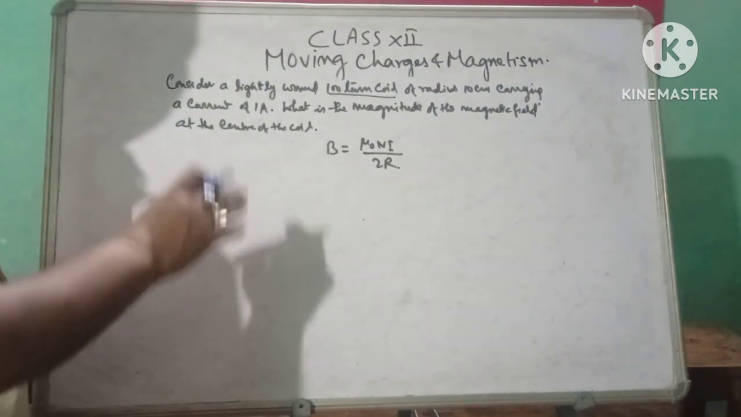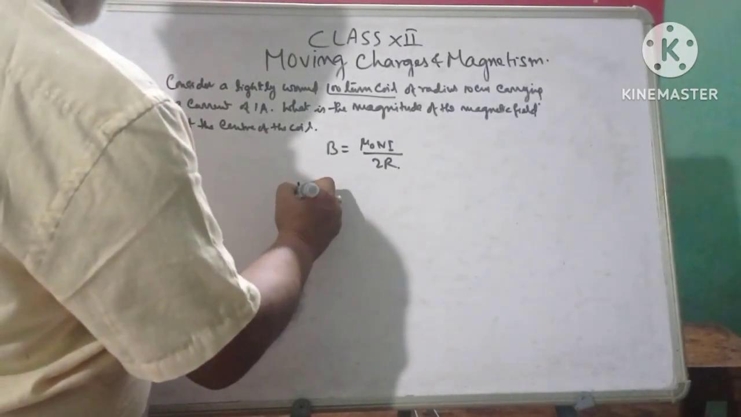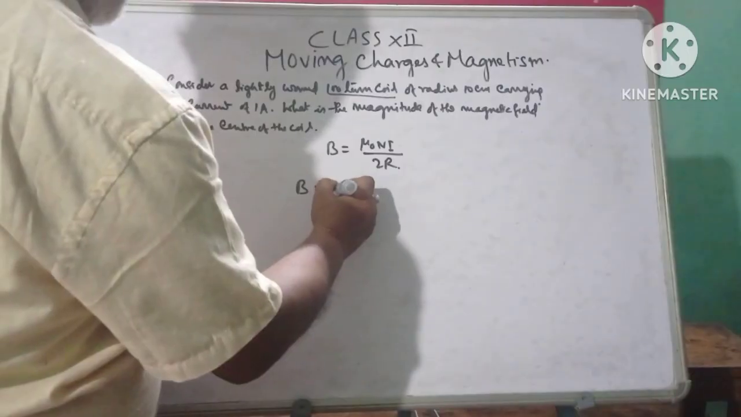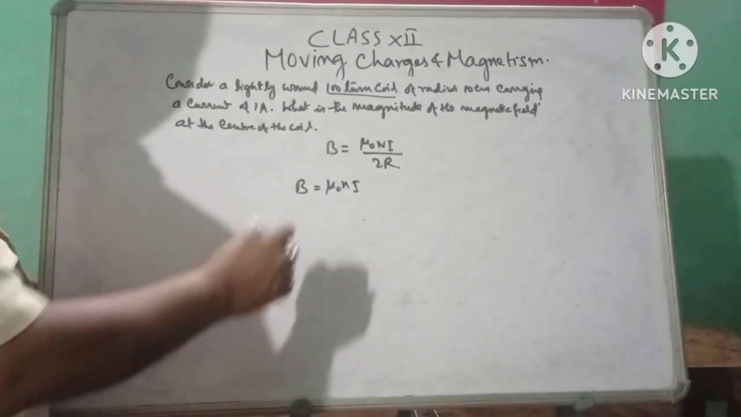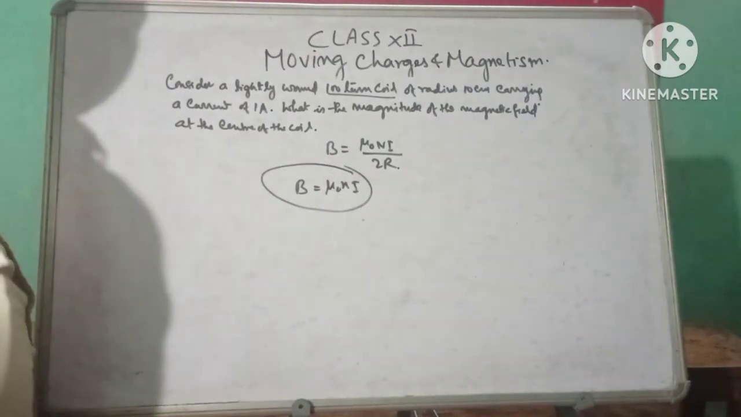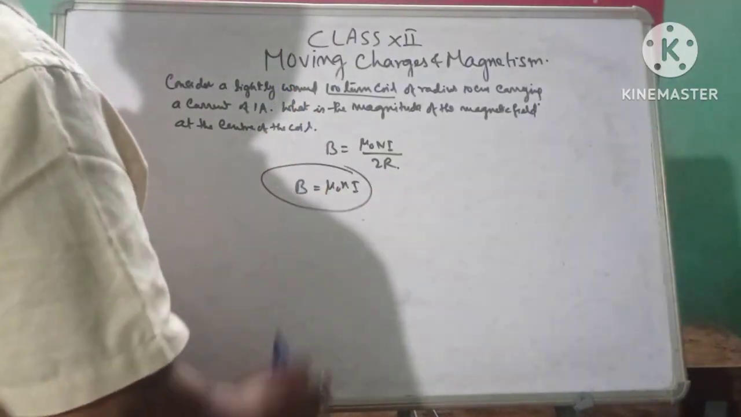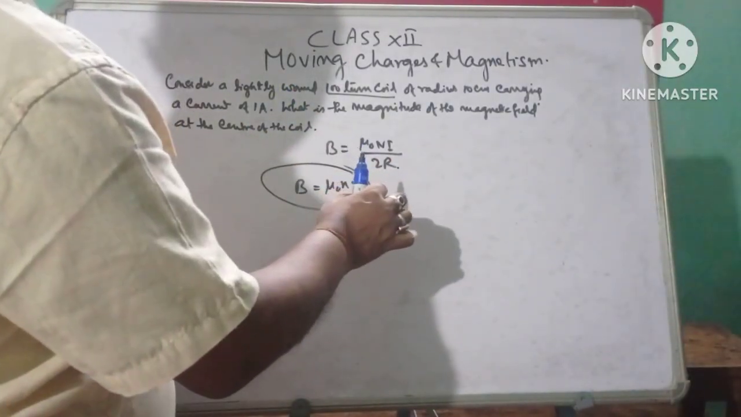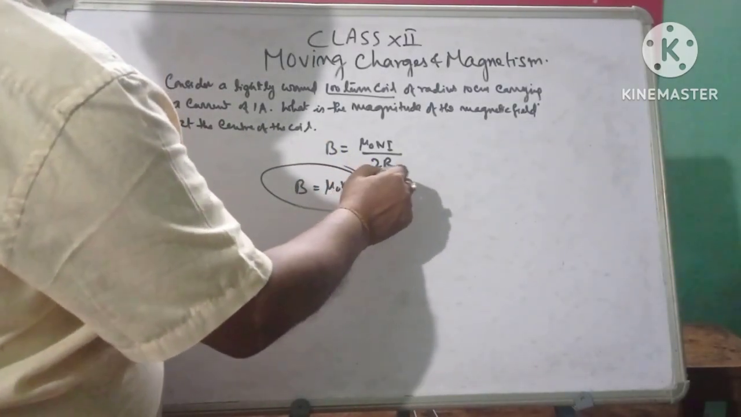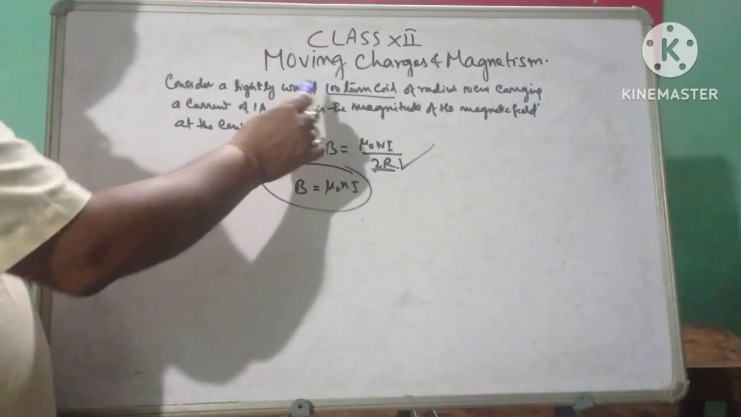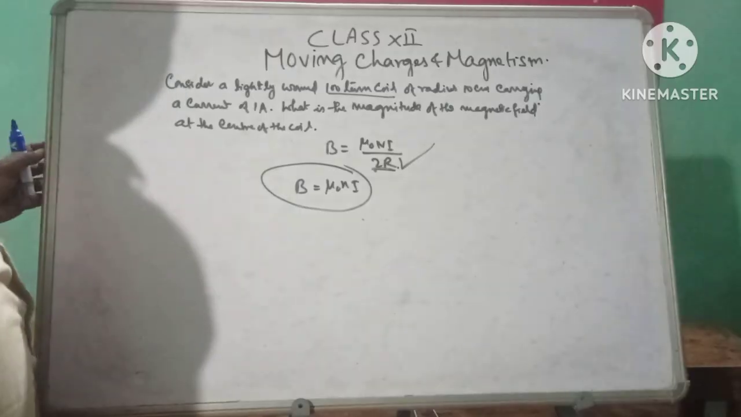If it is mentioned as a solenoid, then only your magnetic field at the center will be mu naught n I, where n is the number of turns per unit length. Remember this. So do not get confused: in the question it is given as a 100-turn coil. A coil is not a solenoid, so we have to use the formula B equals mu naught n I by 2r.